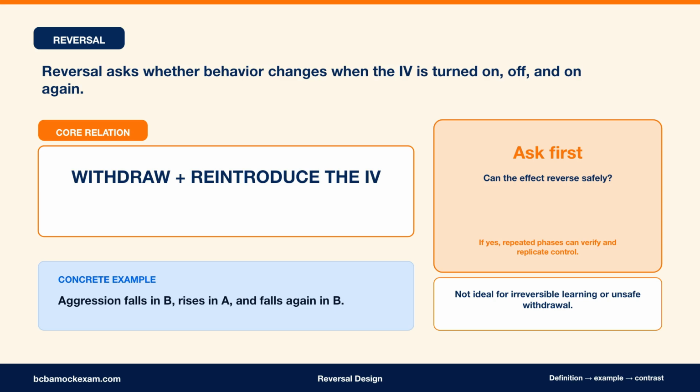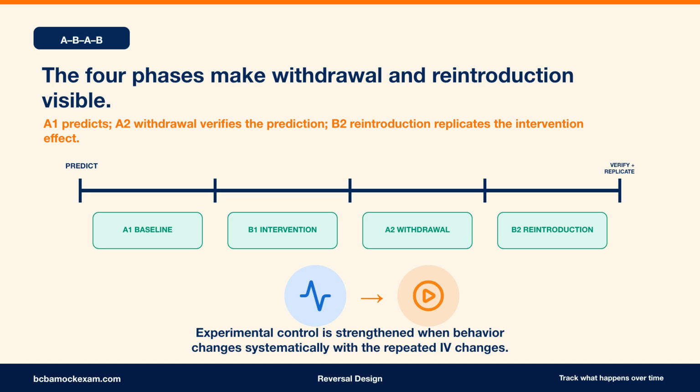A reversal design tests whether behavior follows the intervention as it is introduced, removed, and introduced again. Imagine aggression falling when treatment begins, rising after treatment is withdrawn, and falling once more after reintroduction. The important evidence is not simply improvement during the first treatment phase. The withdrawal verifies the earlier prediction, and the return of the effect replicates it. This design is useful only when withdrawal is acceptable and the behavior can plausibly move back toward baseline. Read the 4 phases as a sequence of predictions and tests.